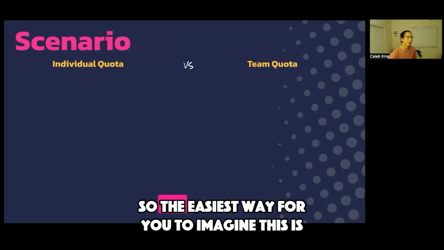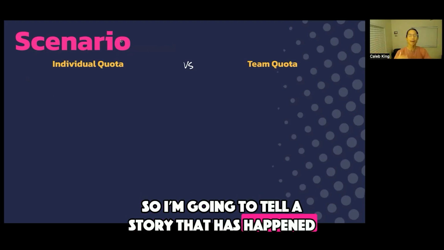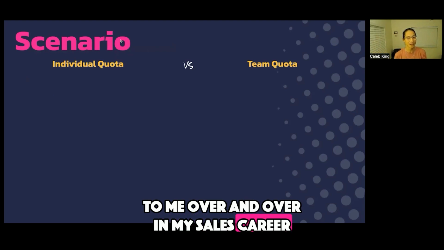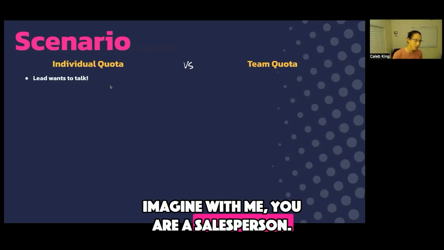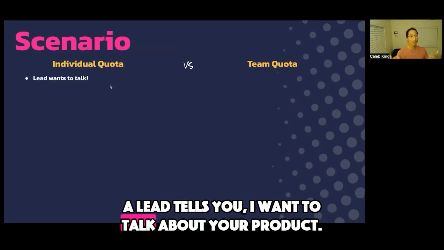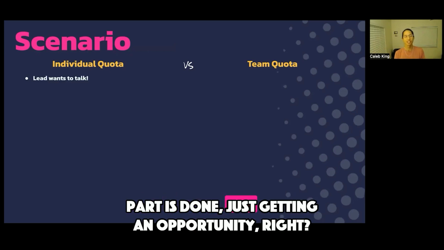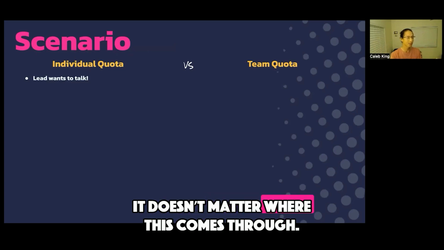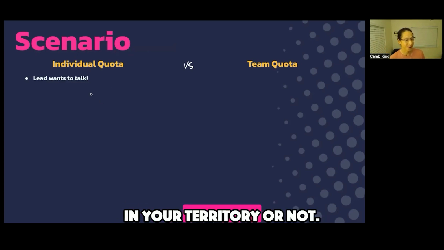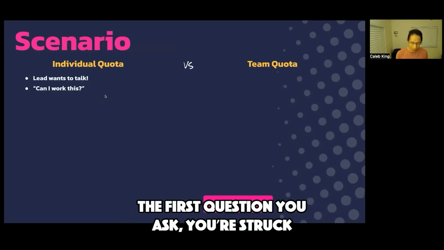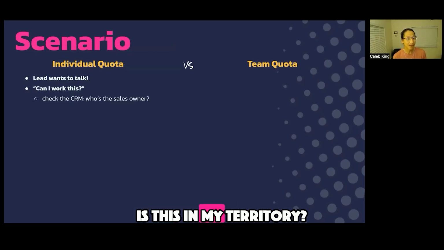So the easiest way for you to imagine this is through a scenario. Okay, so I'm going to tell a story that has happened to me over and over in my sales career under an individually quoted system. Imagine with me, you are a salesperson. A lead tells you, I want to talk about your product. You rejoice because the hardest part is done, just getting an opportunity, right? It doesn't matter where this comes through. The only background to this is you don't know if it's in your territory or not. So the first question you ask, struck with anxiety, is: can I work this? Is this in my territory?